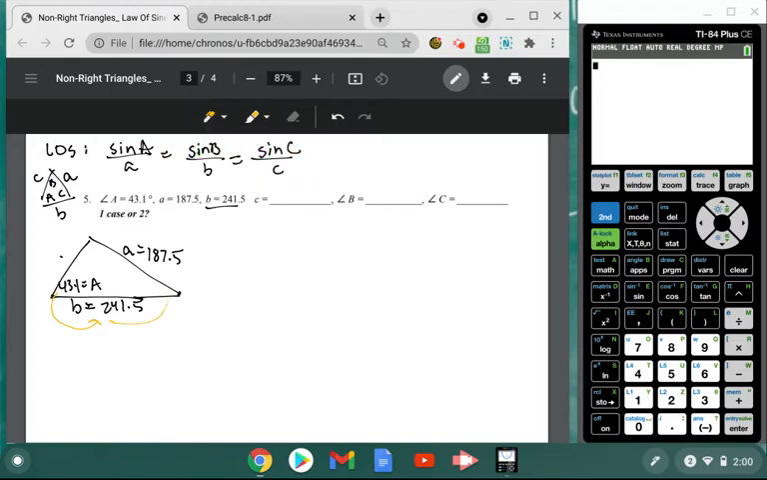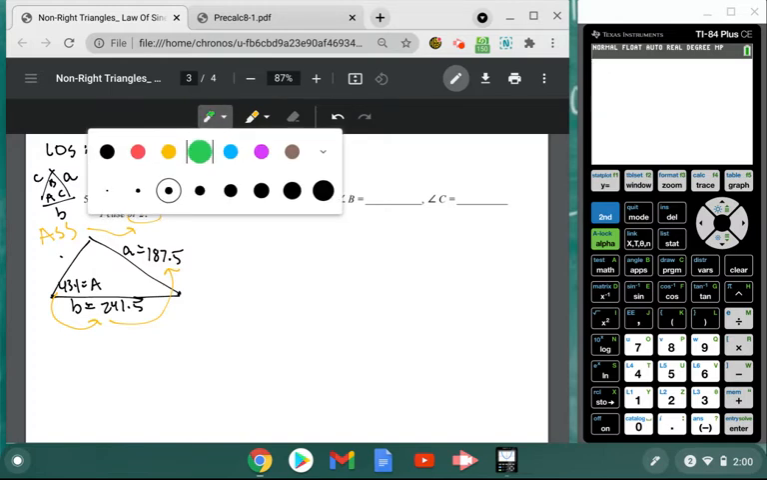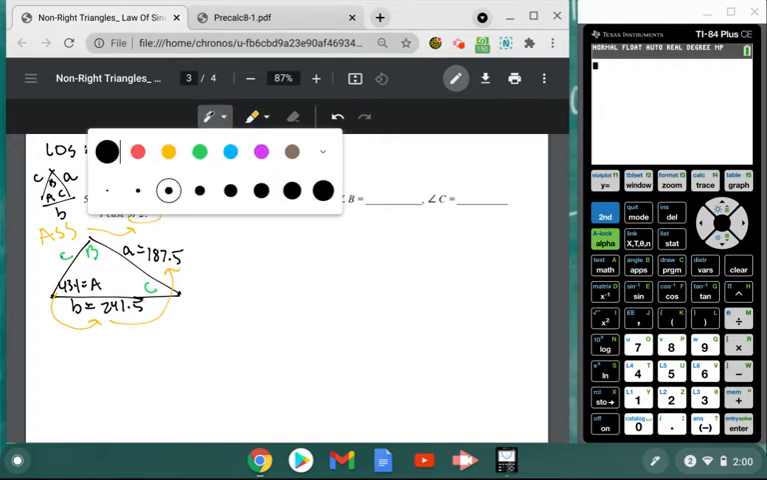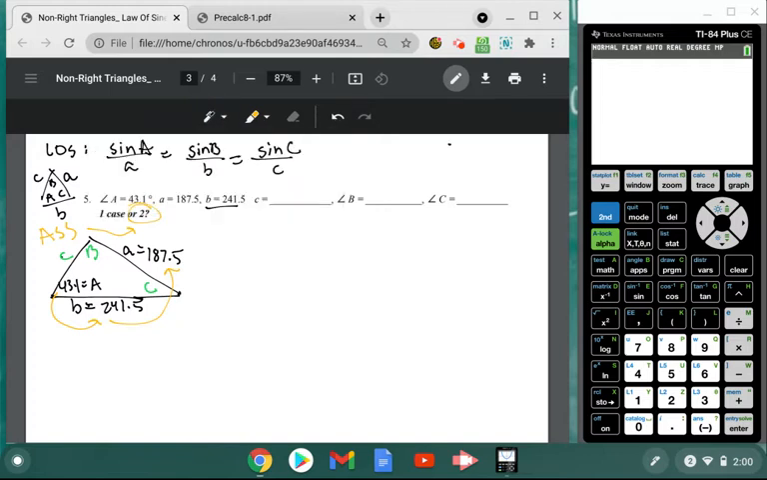Okay, so we look at our given information in order: an angle, a side, and a side. So we've got angle, side, side, which is our possible two-case triangle. As we're looking for what we are missing here: B as an angle, C as an angle, and then side C. We're actually looking for two possible constructions, so we're going to keep that in mind. Let's go ahead and do what we can do.